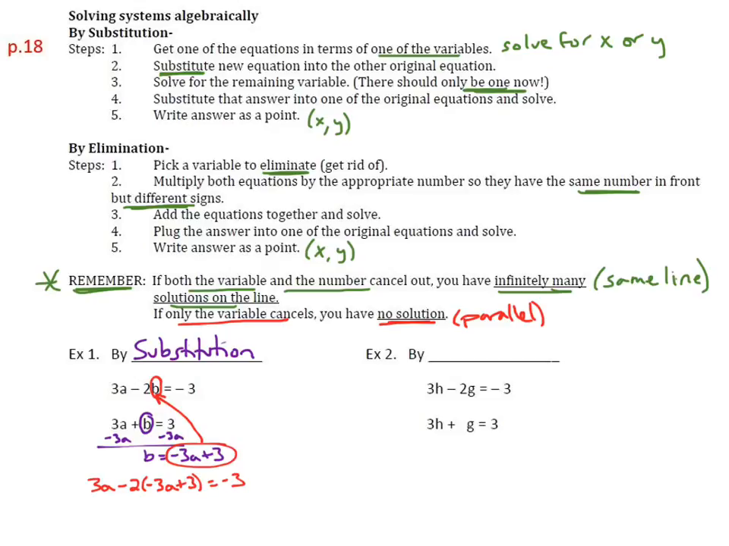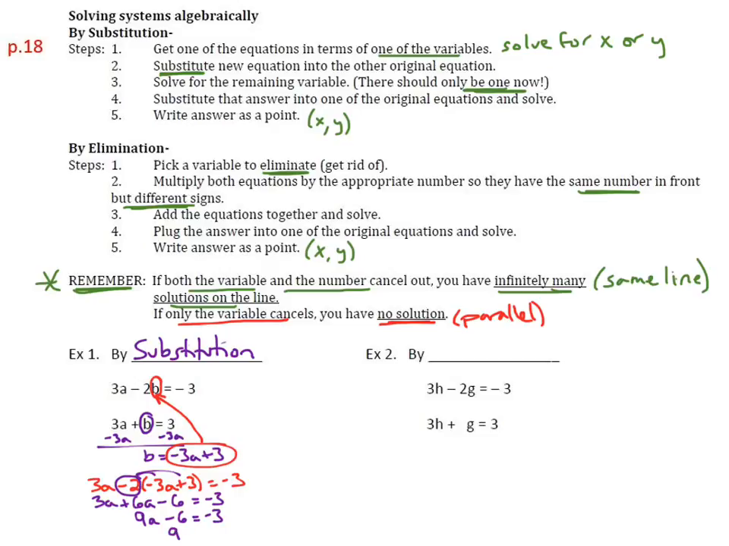And now I'm going to use what I've been doing for years to solve equations. I see I need to use the distributive property. So we have 3a and negative 2. Don't forget that negative out front of the 2 multiplies through. So negative 2 times negative 3a becomes plus 6a, minus 6 is equal to negative 3. I'm going to combine like terms to give me 9a minus 6 equals negative 3.